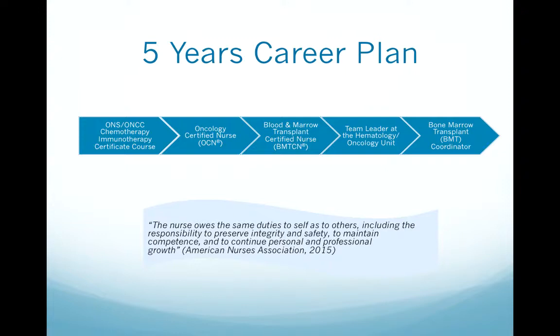To do so, my first goal is to do the chemotherapy immunotherapy certification course, which consists of more than 200 hours of coursework and is provided by the Oncology Nursing Society. This will allow me to reach my second career plan goal, which is to be an oncology certified nurse. After that, I also want to take the courses necessary to become a certified blood and marrow transplant nurse.